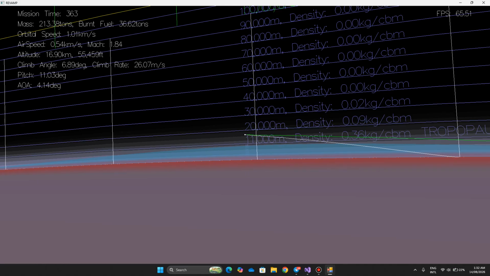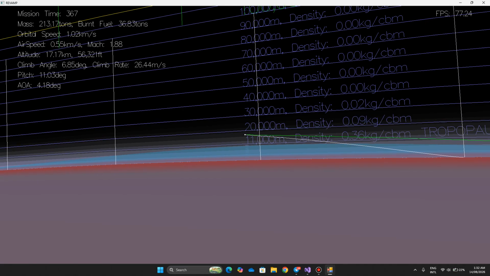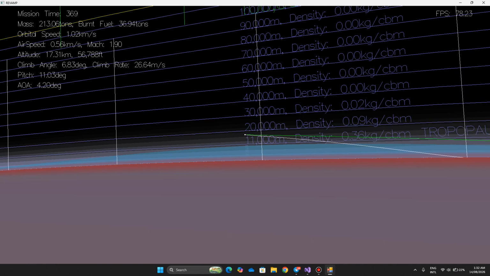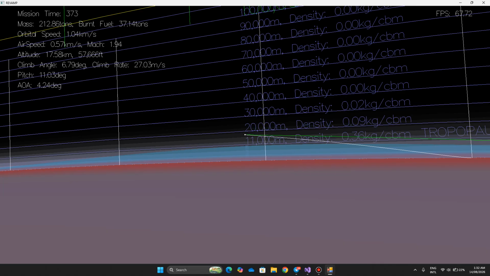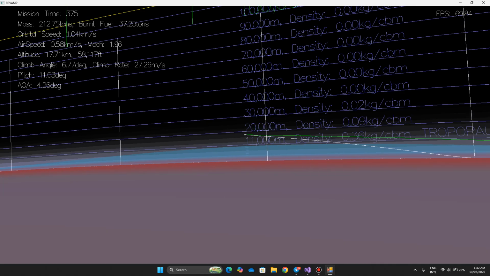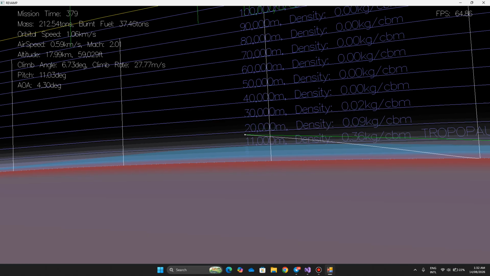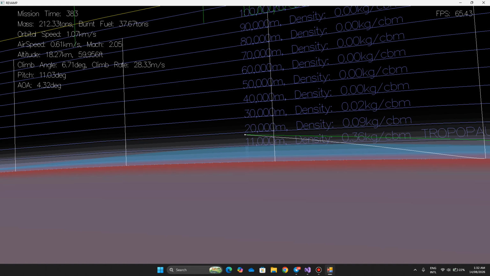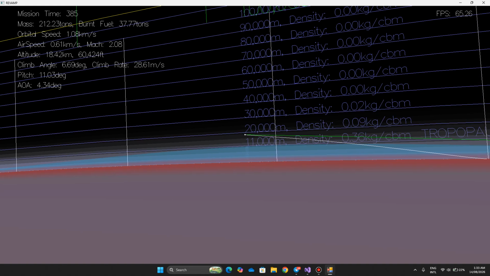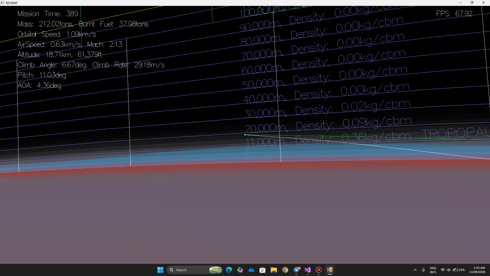Let me explain the telemetry at the top left. So we got something called orbital speed, and we got something else called airspeed. The difference is that the airspeed is lower than the orbital speed, meaning that the aircraft punches through the atmosphere at a slower speed than it punches through outer space.